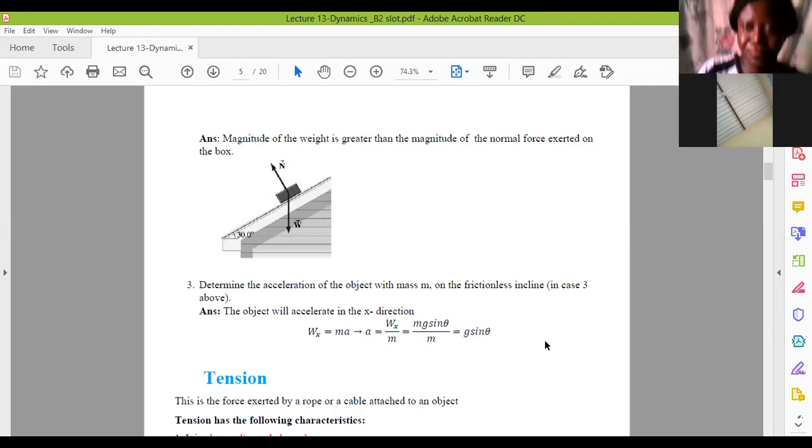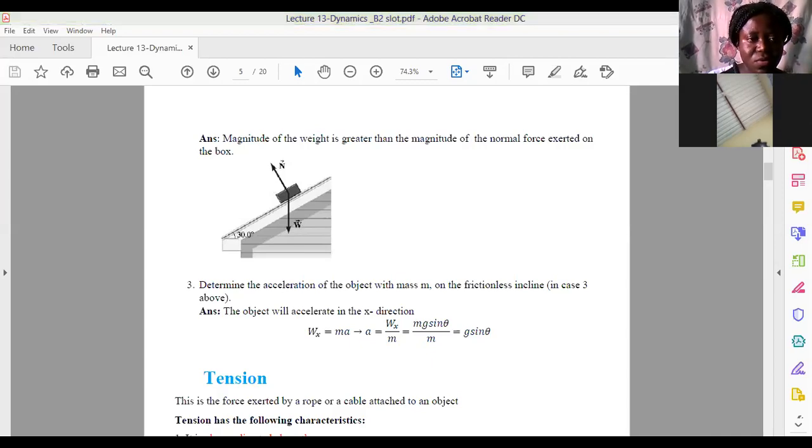Is it clear? Yes. Okay, so we have another force which we call tension. These are the forces that are acting on the body.